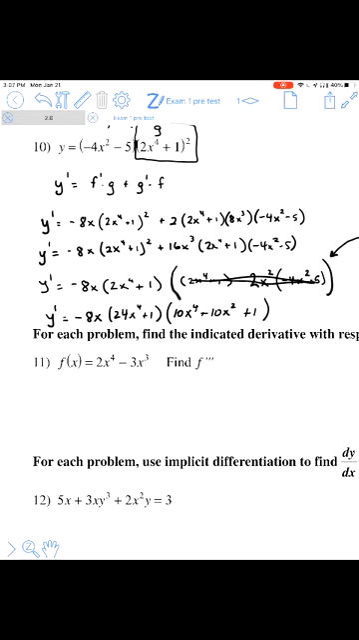All right, question 11, we're just finding the third derivative. So we've got to go in order: find the first derivative, then the second derivative, and finally the third derivative. All of these derivatives are just power rules. So the first derivative is going to be 8x cubed minus 9x squared. The derivative of that, the second derivative, is 24x squared plus 18x. The derivative of that would be 48x plus 18.